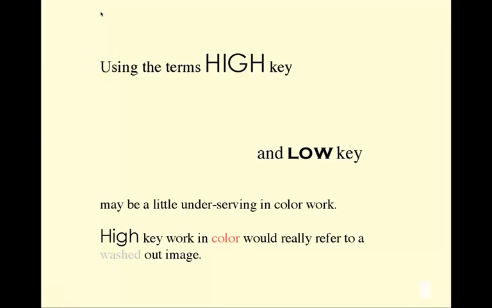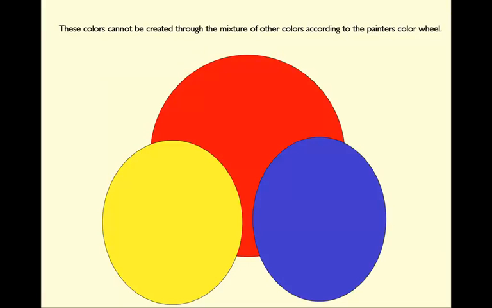High key in color work sometimes refers to a washed out image. We're going to play a little bit with the Gestalt laws and understanding what happens here, but just a little fun slide. These colors that you see here are the primary colors according to the painter's color wheel. So remember, this is according to the painter's color wheel, not the printer's color wheel, which you're learning in post-production. So red, yellow, and blue are the primary colors, and we know those are primary because they cannot be made of any other colors. So a little play with the Gestalt principles here.